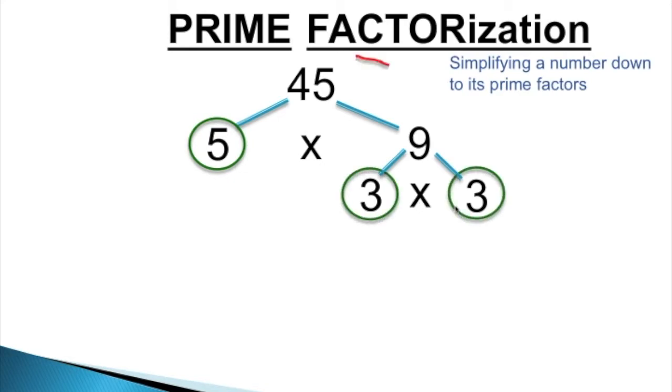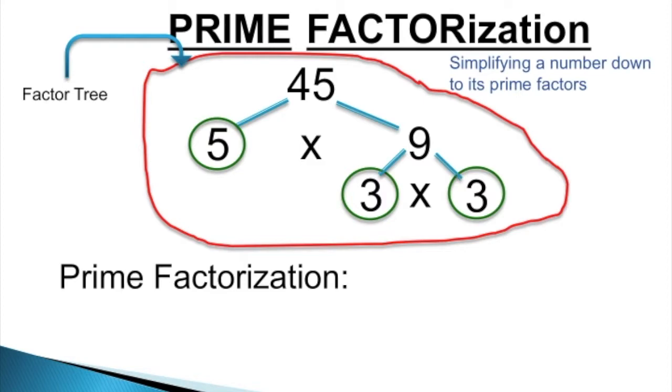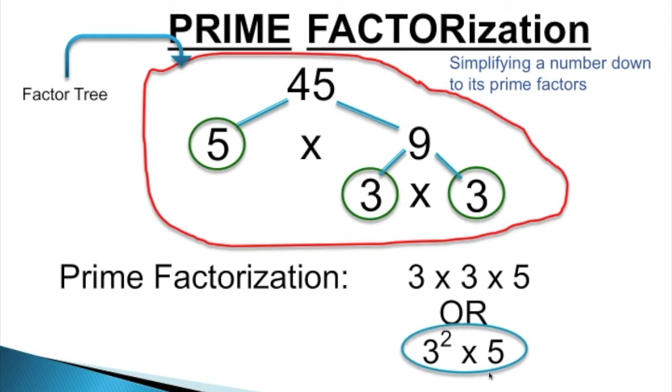And it's important to know that this here is actually our factor tree. That's not our prime factorization. A factor tree is used to help us find the prime factorization, but it's not the prime factorization itself. So the prime factorization is the list of those prime factors. So it's basically 3 times 3 times 5. But we could actually rewrite this using exponents because 3 times 3 is actually 3 to the second power. So it's going to be 3 to the second power times 5, and that is our prime factorization.